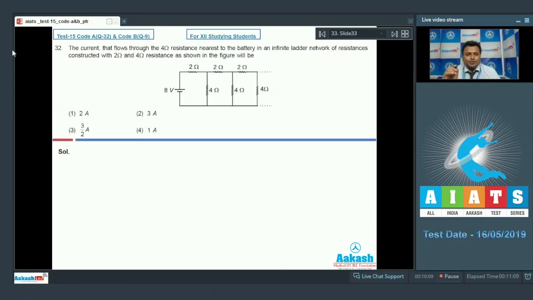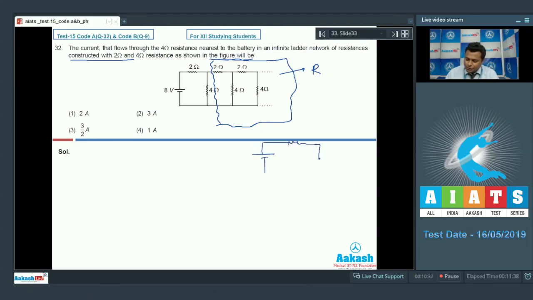The current that flows through the 4 ohm resistance nearest to the battery in an infinite ladder network of resistances constructed with 2 and 4 ohm resistances, as shown in the figure, will be. See, since this is an example of a ladder containing infinite resistances, we can separate this part out, and this will be equivalent resistance R. The circuit can be modified as 2, 4, R.